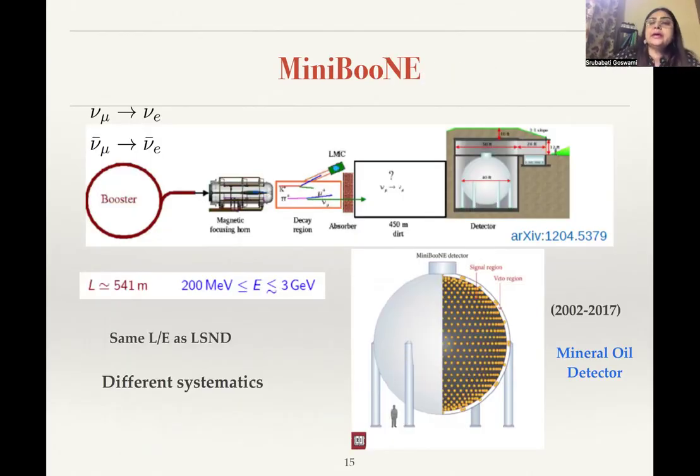I will come to the LSND results a little later. Although LSND got positive evidence for ν̄μ to ν̄e oscillations, other experiments like KARMEN, and reactor experiments like Bugey, have not observed such oscillations, so it was not very clear what is happening. That's why the MiniBooNE experiment was planned, which would use the booster neutrino beam at Fermilab, with L of 500 meters and energy in the 200 MeV to 3 GeV range, and it can study νμ to νe and ν̄μ to ν̄e oscillations. This has a different L and E, but the L/E is the same as LSND. Since Δm² goes as L/E, MiniBooNE can study the same L/E, but because it is a different energy range, it has different systematics.